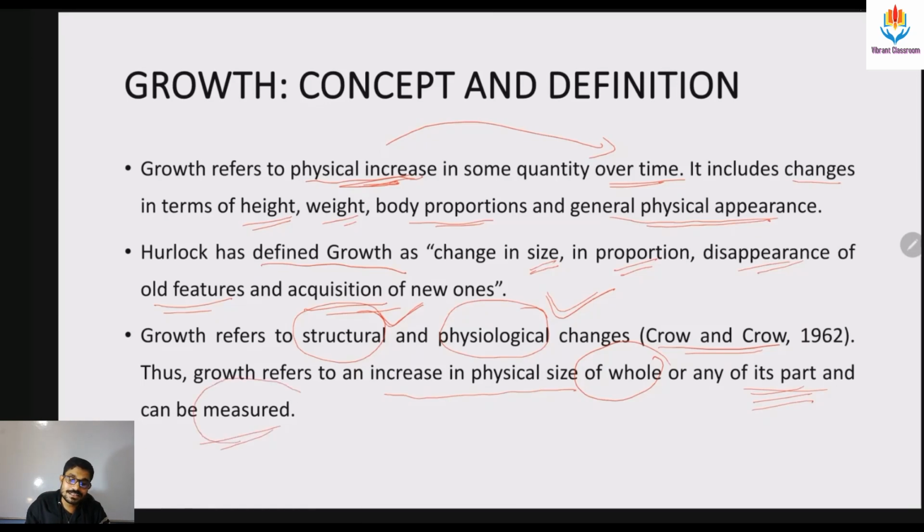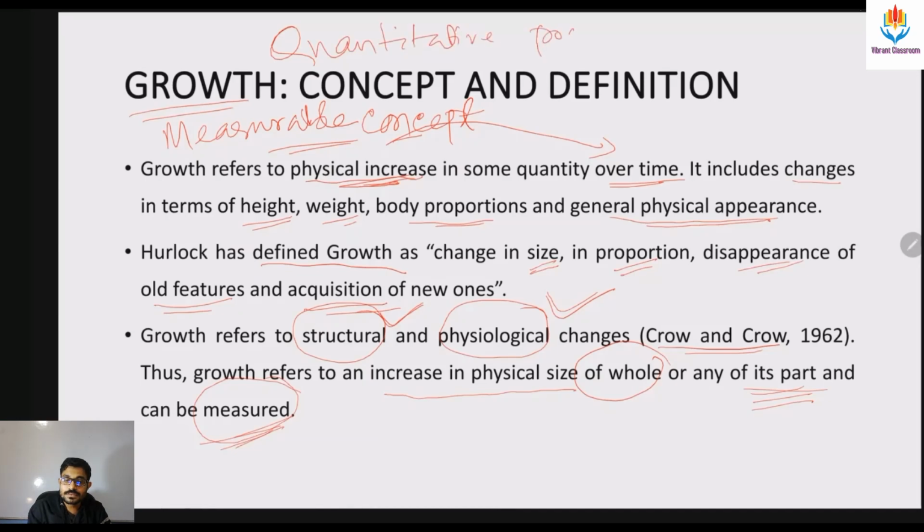The most important thing is that growth can be measured. Growth is a measurable concept. Due to that, we consider growth a quantitative process. You must remember the concept: growth is always a quantitative process. That means it quantifies a number.